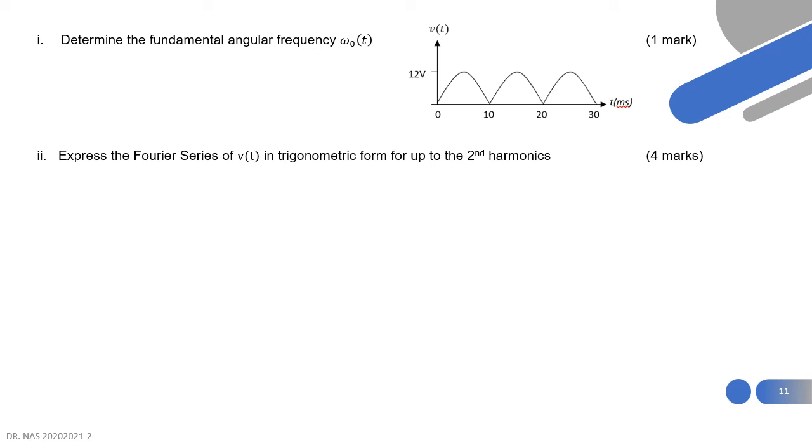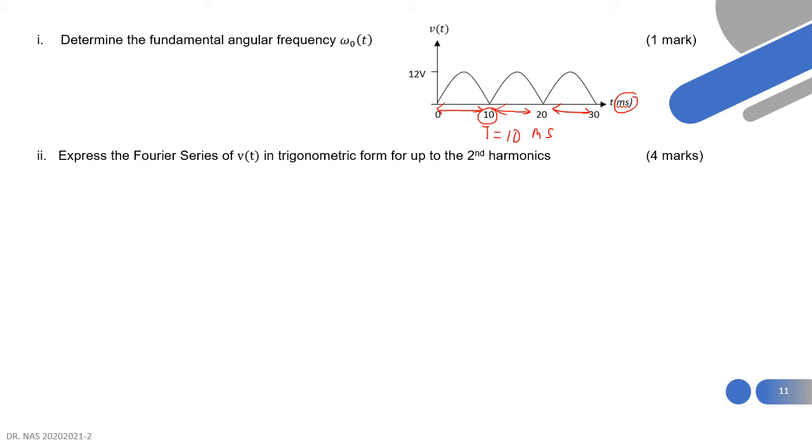Okay, the first question asks you to determine the fundamental angular frequency omega naught for the given signal Vt. So Fourier series basically representing the periodic signal. So from this figure for the given signal, this is the fundamental shape in which it repeats itself multiple times. Okay, so from here you know that the fundamental period is t equal to 10, don't forget the unit, millisecond.